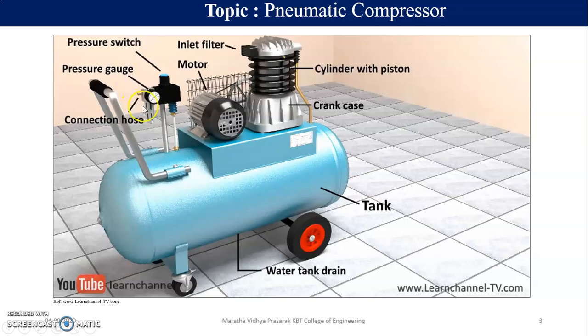Here you can see that this is a pressure switch. Start with the pressure switch, then a pressure gauge, then a connecting hose, from where I can take the output. Here an inlet filter is provided, a motor, a cylinder with a piston, a crankcase, a tank, and a water tank drain. Now let's discuss in detail.